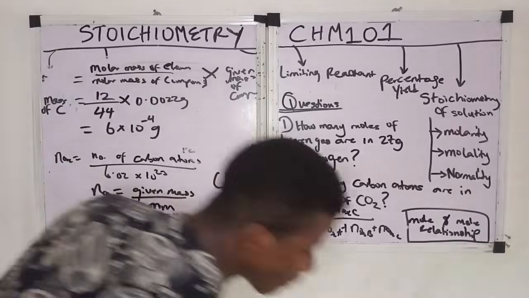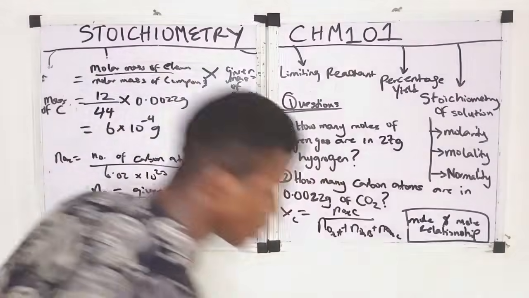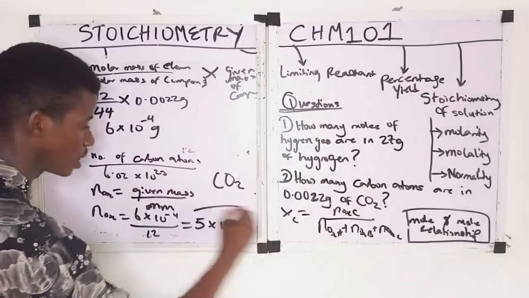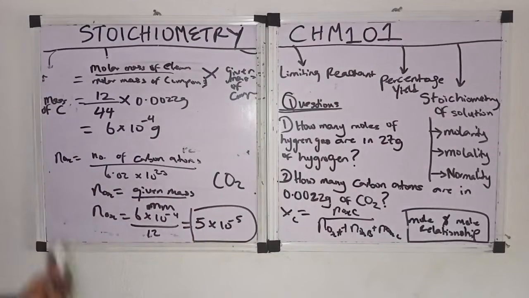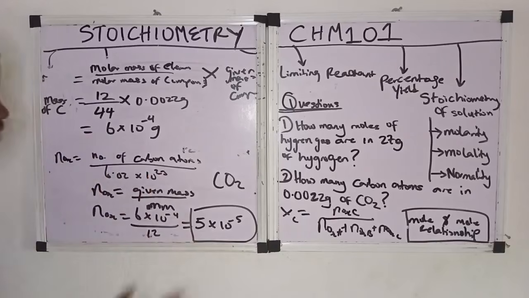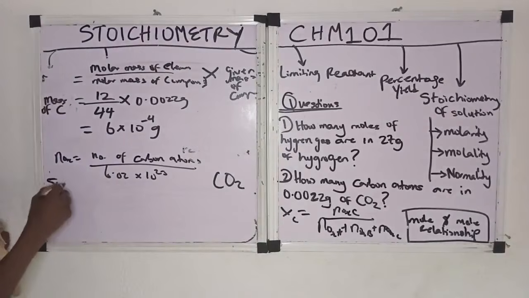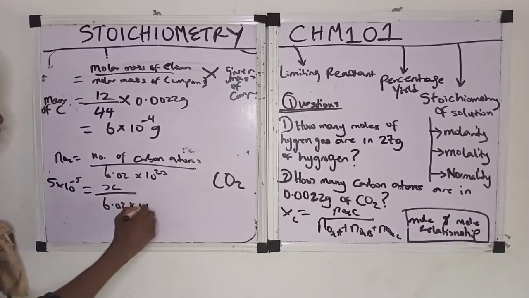So if we do everything, we have 5 times 10 to the minus 5. So the number of mole is 5 times 10 to the minus 5. This is the number of mole of carbon. Are we done yet? No, remember, we need to put this number of mole here to get the number of carbon atoms. So the number of mole, 5 times 10 to the minus 5, equals the number of carbon atoms, which we are looking for, divided by 6.02 times 10 to the 23, right?